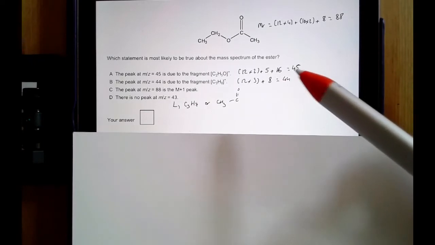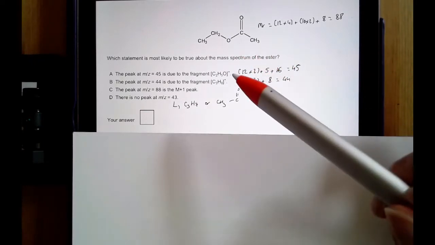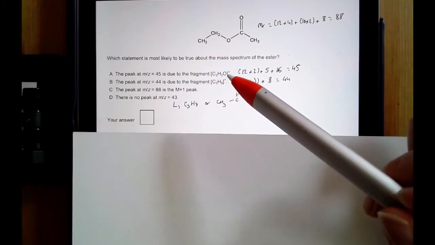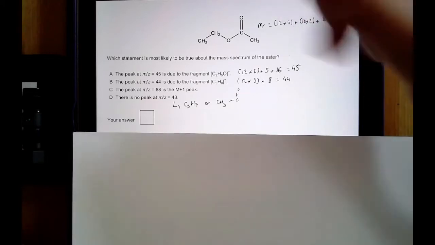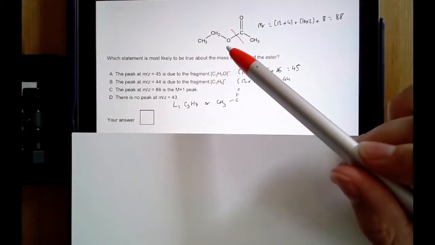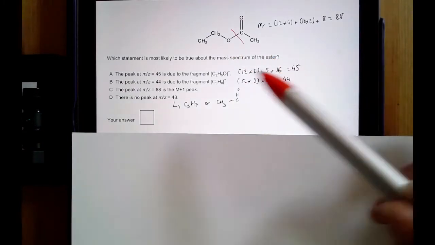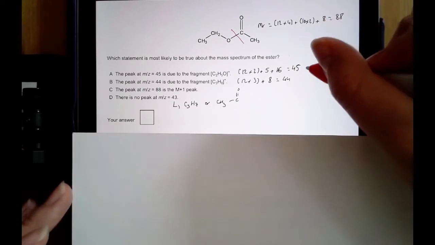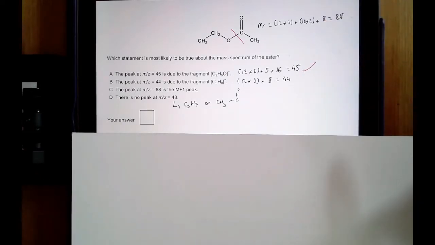Once I've confirmed that, I need to look at the molecule and see if it's possible to get this fragment. Do I have 2 carbons, 5 hydrogens and an oxygen all together? And I do. If I were to break that bond right there, I would have C2H5O with a mass of 45, so A is likely to be true. So straight away I'm thinking A is most likely my answer, but I'm going to go through the others and make sure that they're wrong.